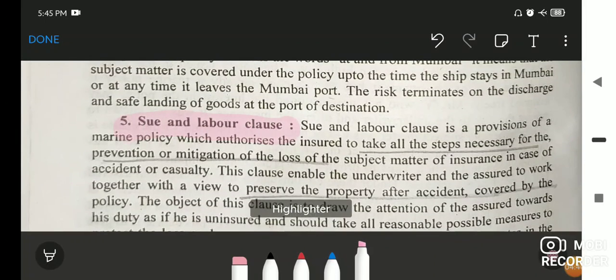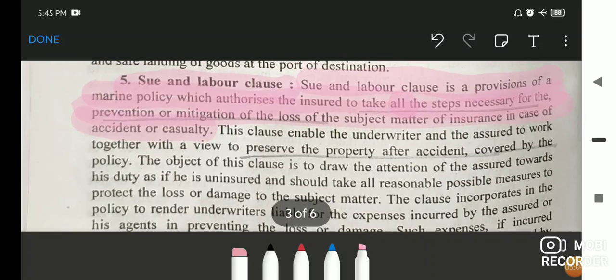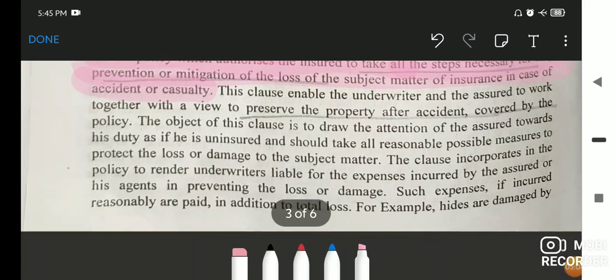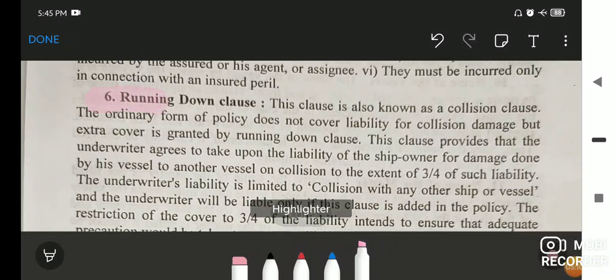Next is the sue and labor clause. Sue and labor clause is a provision of a marine policy which authorizes the insured to take all the steps necessary for the prevention or mitigation of the loss of the subject matter of insurance in case of accident or casualty. In case there is any accident or any casualty, the insured can take all necessary steps to get the effect of the insurance policy.